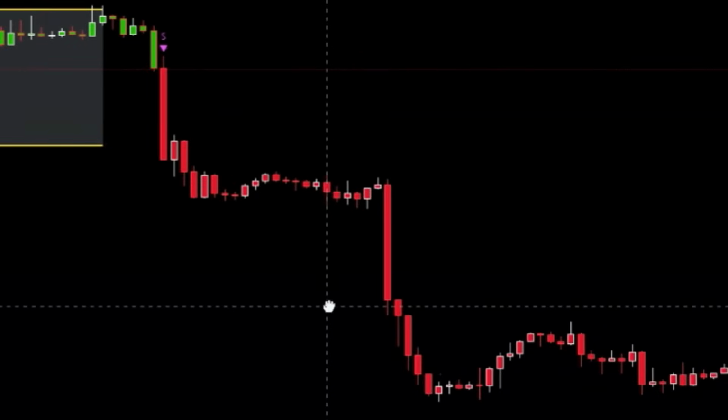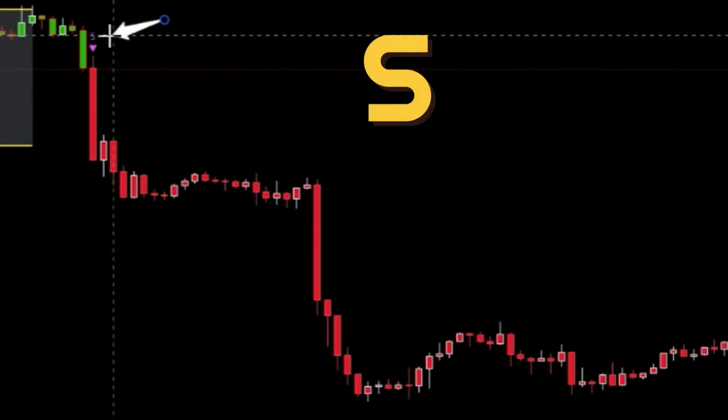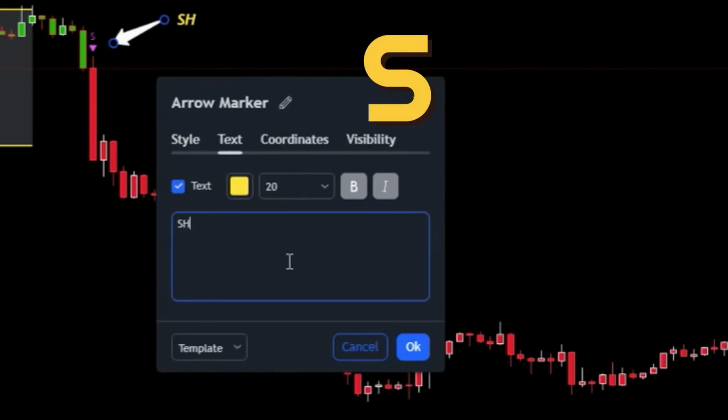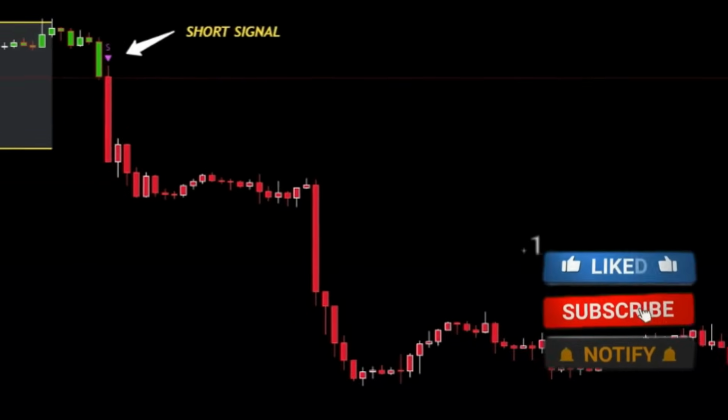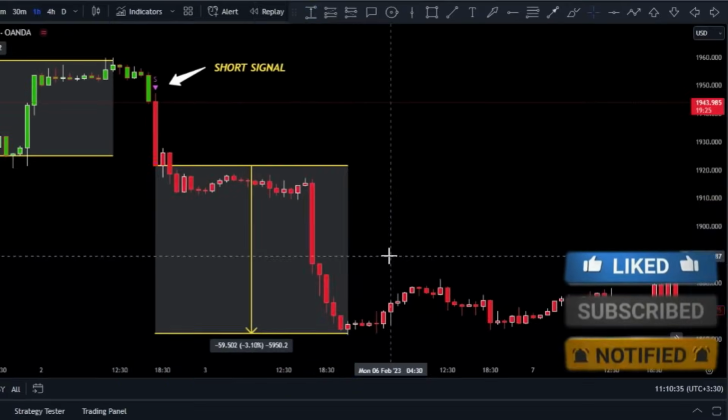Alternatively, if you see the letter S appear above the candle, this is a sell or short signal, meaning you could profit on a short trade. For instance, in this chart, the S appears and entering a sell here could have resulted in a 31% gain.